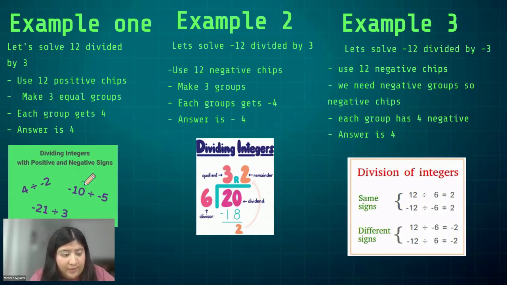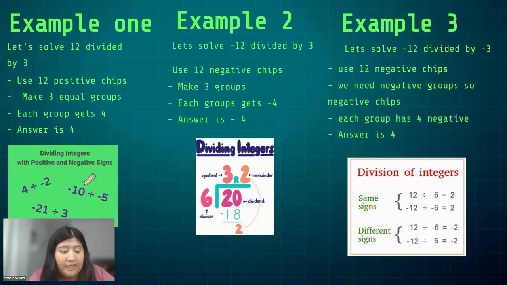Example number 2. Let's solve negative 12 divided by 3. So we're going to start with negative 12 chips, which means the red chips, and we're going to make 3 groups. Each group would get negative 4 chips, which are the red color ones. So the answer would be negative 4.